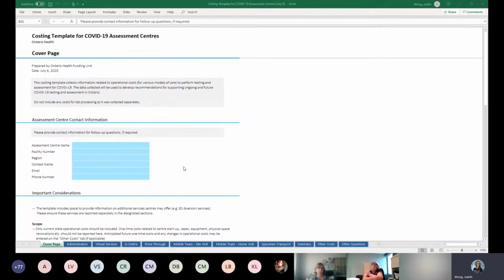So that said, the cover page includes some very important information we will need from you, which is your assessment center contact information. We're going to need this for any follow-up questions that we may have after you've filled in the template. And we may well need to follow up with you as sometimes the information can be ambiguous. Also on here is some information about how this costing input will be used that Vicky covered already.